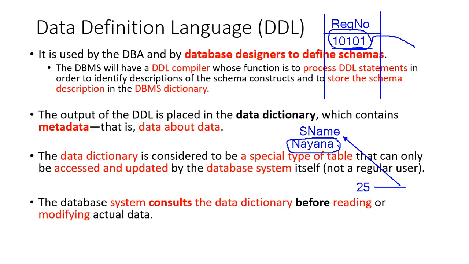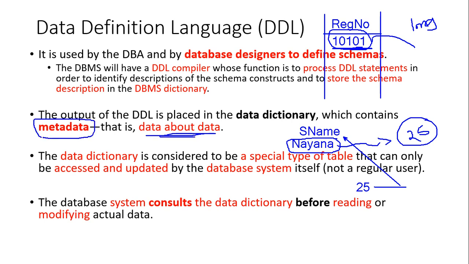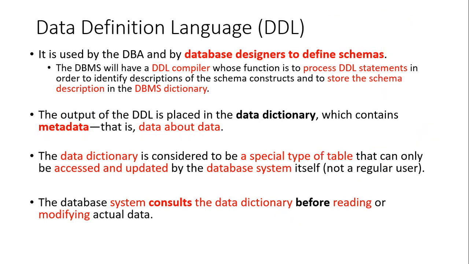Remember, if you say that this is a string of 25 characters, what you are saying is you are giving the data about a data. Understood? If you say that register numbers are long integer, what you are giving is a data about register number. So that means it is the data about the data. So data about the data is called metadata. Remember that. If somebody asks you what is metadata, metadata is data about the data.